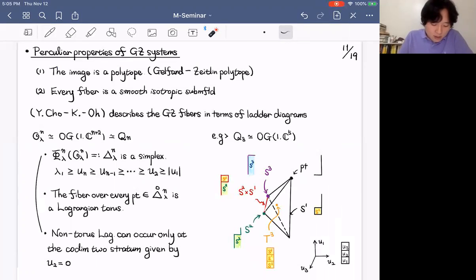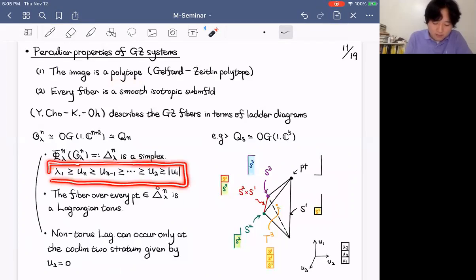And then, by joint work with Yoon-Young Cho and Young-Gun Oh, we describe the Gelfand-Zeitlin fiber in terms of Lie theory and combinatorics. So we will recall that, but let me just state the fact from that description. In this case, the quadric hypersurface, and then this polytope image of the Gelfand-Zeitlin system is symplectic, which is given by this one. Okay.